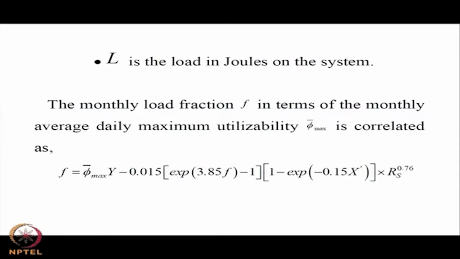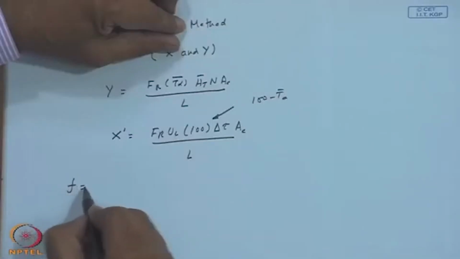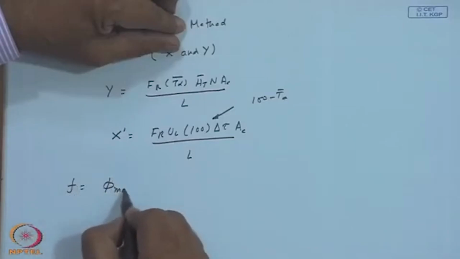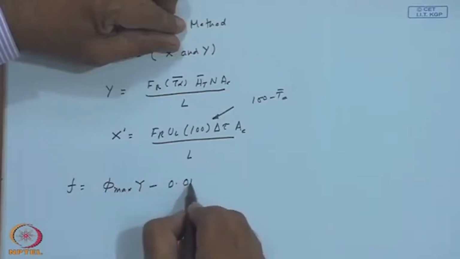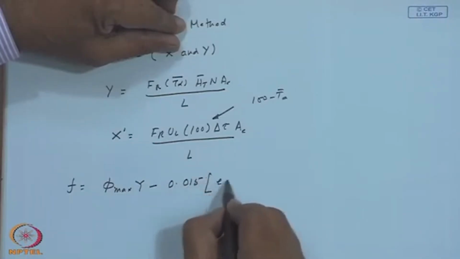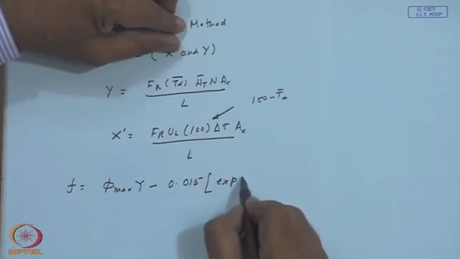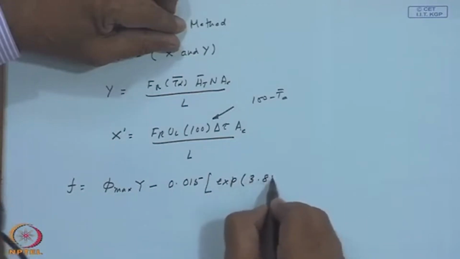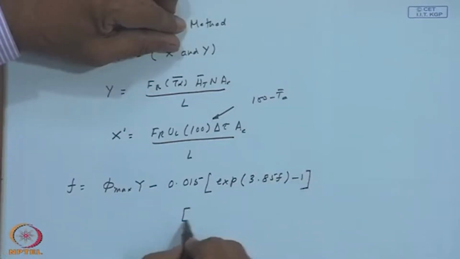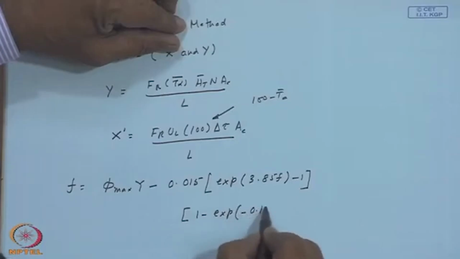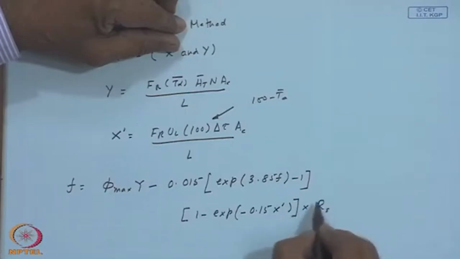So, the correlation reads: F is equal to phi bar max y minus 0.015 exponential to the power 3.85 f minus 1 times 1 minus exponential minus 0.15 x dashed times R s to the power 0.76.